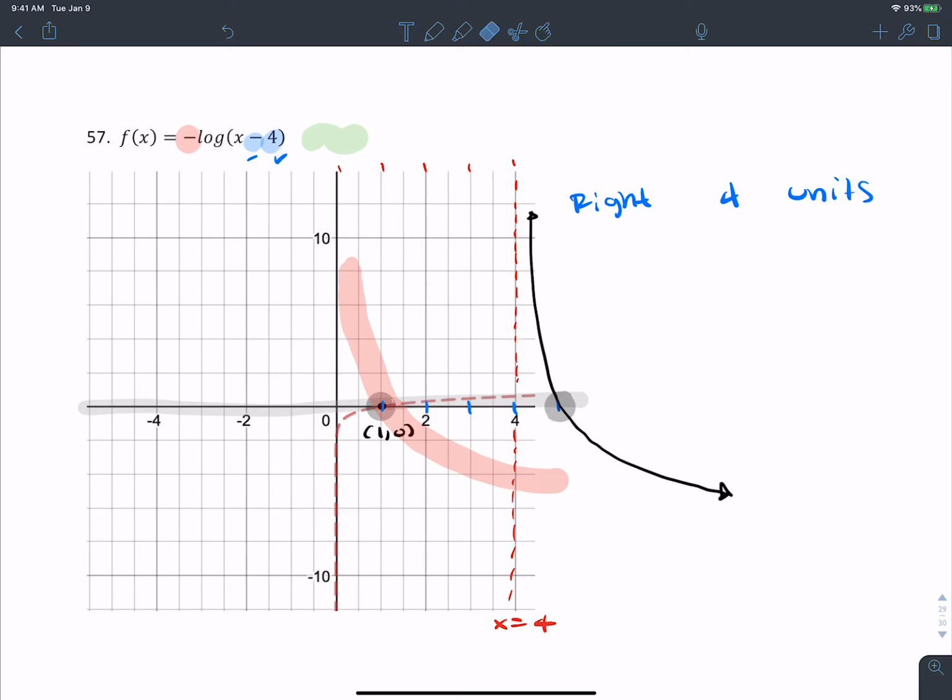And again, we don't need all this reference. And if you wanted to put the detail of this point here, looks like that's going to be 2, 3, 4. This location of this point is 5, 0.